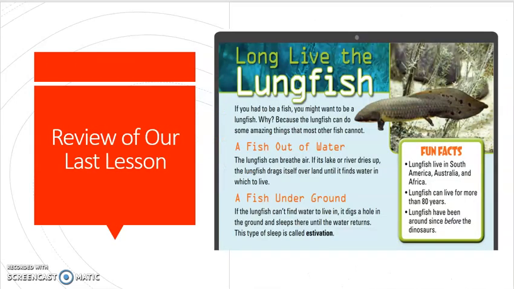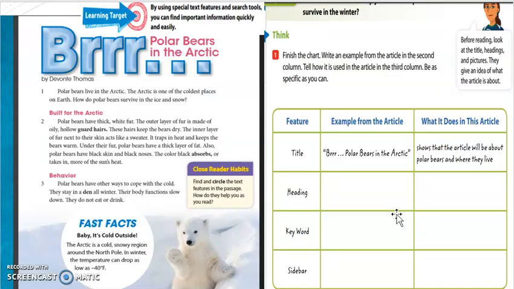Well, boys and girls, do you remember our last lesson when we read this article about the lungfish? We looked at text features and identified such text features as a title, which here was Long Live the Lungfish. We also identified headings. We had 2 in this article, a fish out of water and a fish underground. We also found keywords such as estivation, and we also identified sidebars. And this one had all sorts of fun facts that we learned about the lungfish. Well, boys and girls, we're going to do that again today. And this time we're going to use another article.